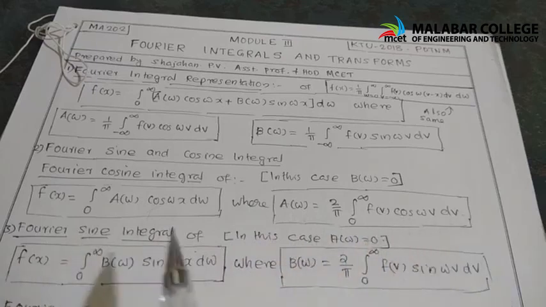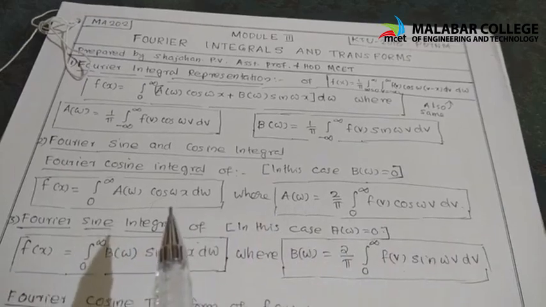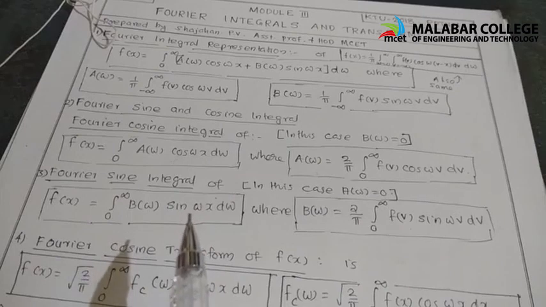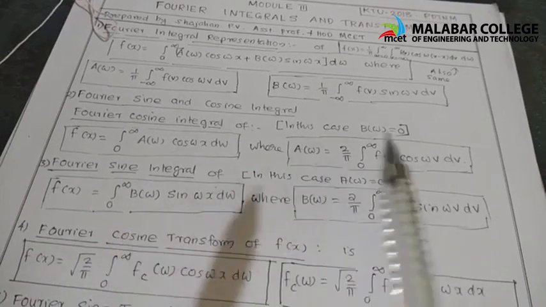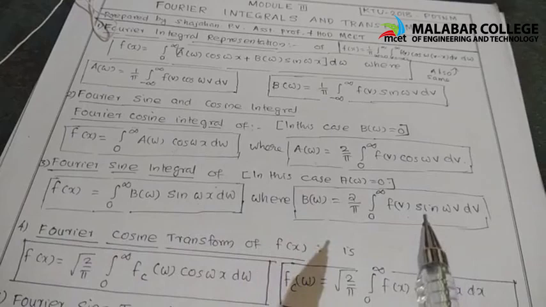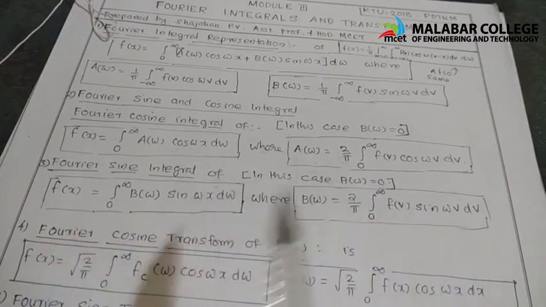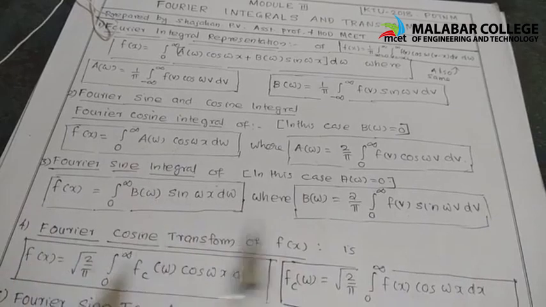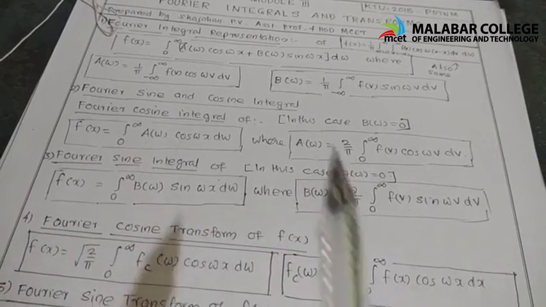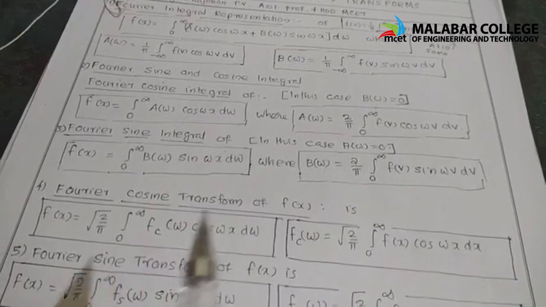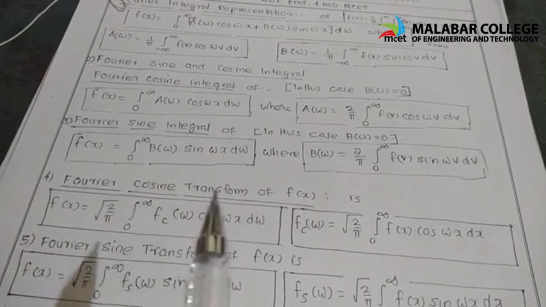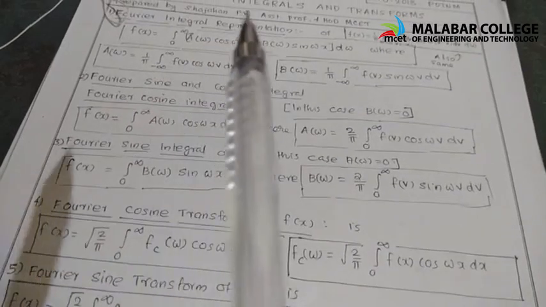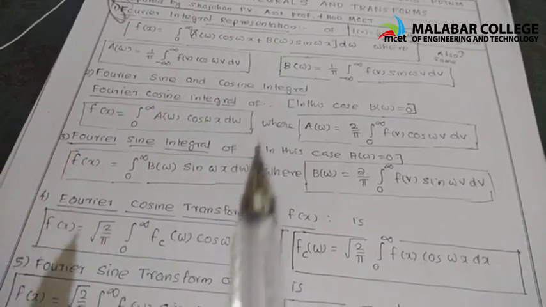Similarly, for finding the Fourier sine integral of a function, the only difference is that in place of cos omega x we have sin omega x, and in place of cos omega v here we have sin omega v. The remaining things are the same, and instead of a omega we write b omega. This is the Fourier integral representation of f of x. The above three formulas we have discussed.